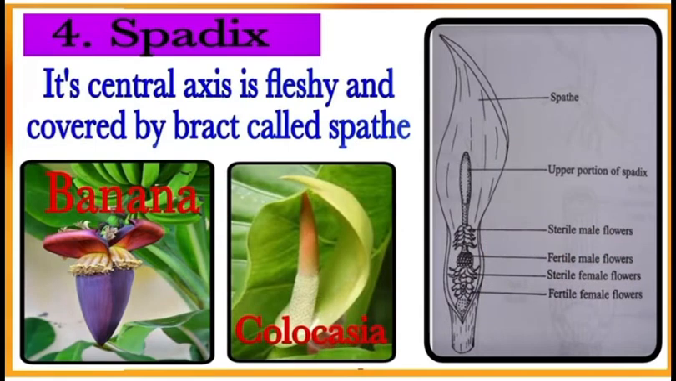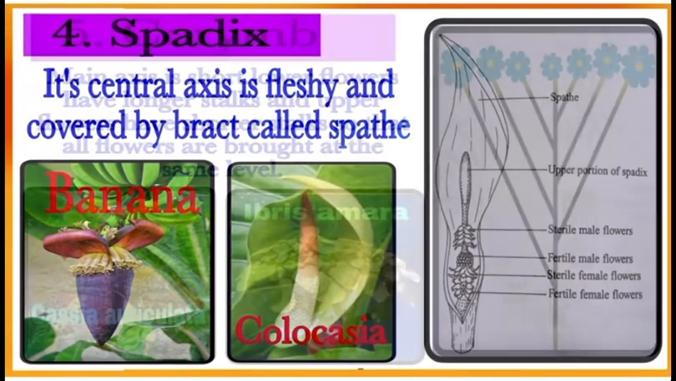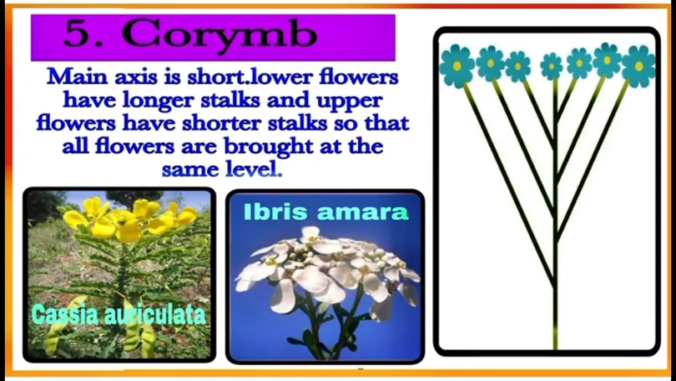Fourth type of racemose inflorescence is spadix. Here, central axis is fleshy and is covered with a bract called spathe. Examples of plants having spadix type of inflorescence are banana and colocasia. Next type is corymb. Here, main axis short है, lower flowers की stalks longer हैं and upper flowers की stalks short हैं, and the arrangement is so that all flowers are brought to the same level. सारे फ्लावर्स एक ही लेवल पर दिखाई देते हैं. Examples of plants having corymb type of inflorescence are Cassia auriculata and Iberis amara.